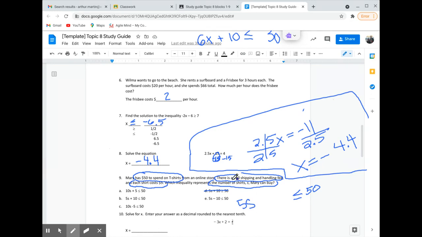All right, and then it says there's a $10 shipping and handling fee on top of the 5 times the number of shirts. So would you subtract or add that? Add. That's right. So which one's looking like this? B. Good. Anybody got a question?